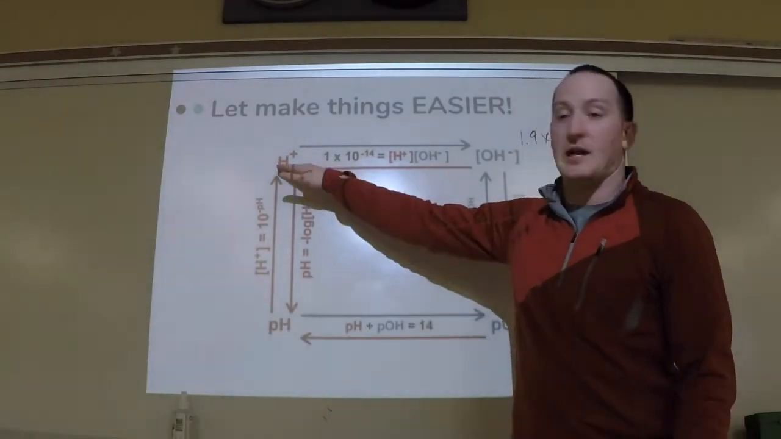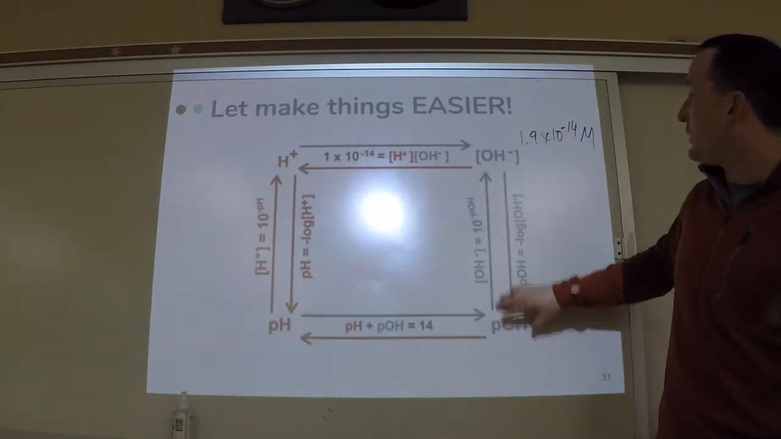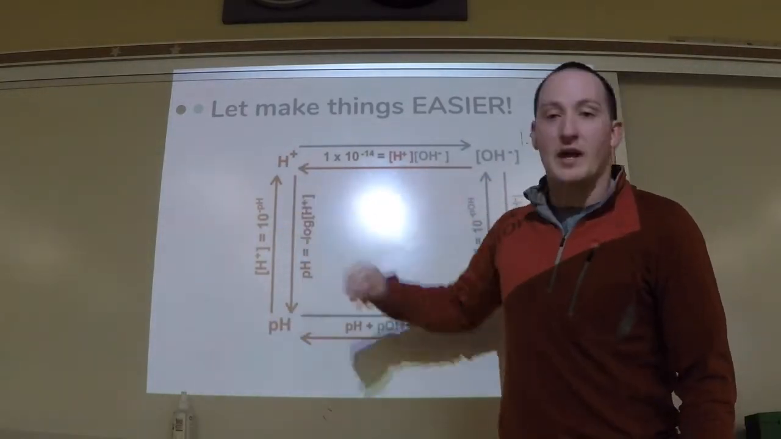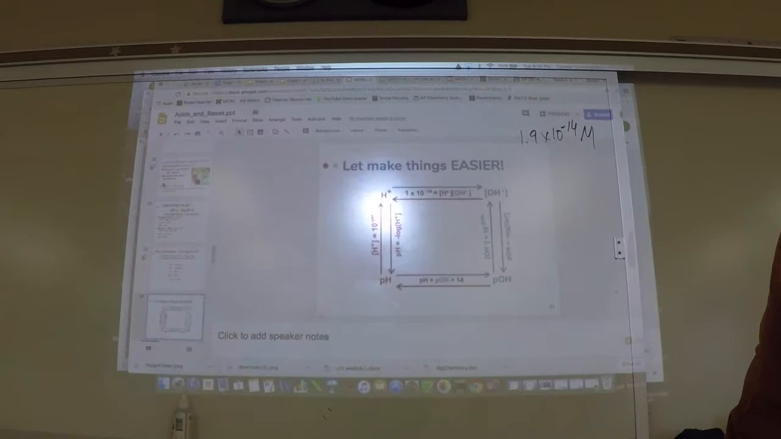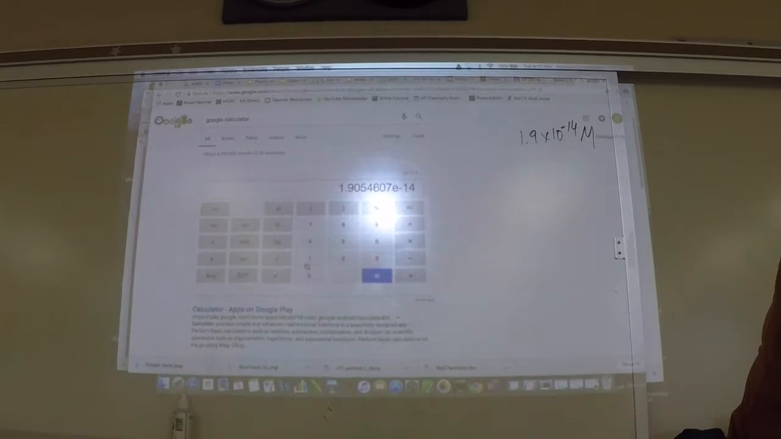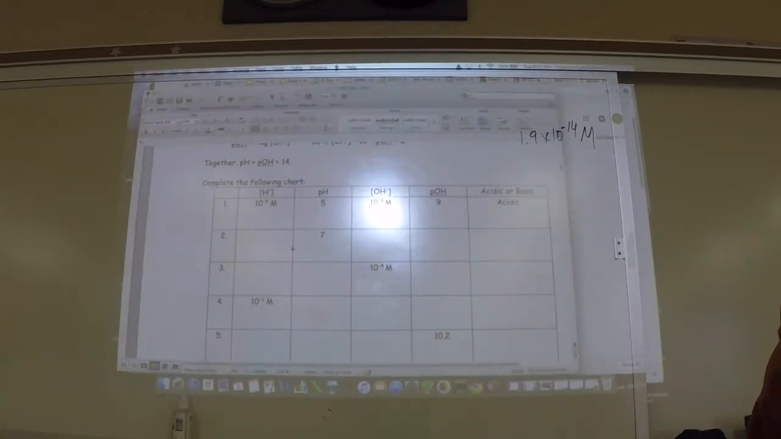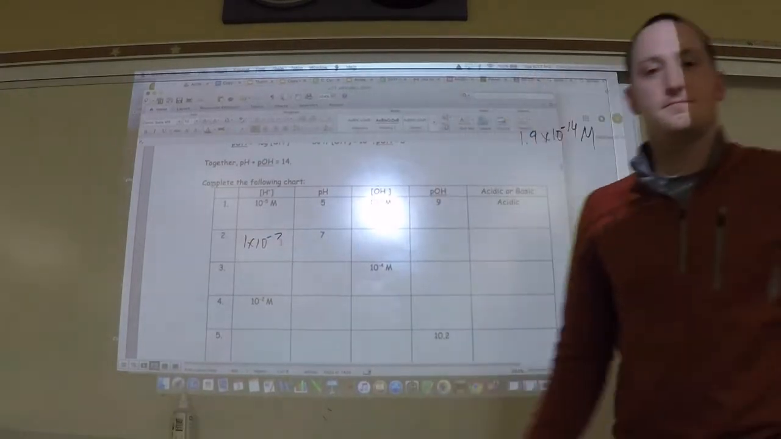We're going to go from pH to H+. Then we're going to come back and we're going to take that pH and we're going to go to pOH. Then we're going to go from pOH up to OH-. Okay? So to go from pH to H+, I need to take 10 to the negative pH. So I'm going to do that first. So 10 to the negative pH, which is 7, gives us 1 times 10 to the minus 7. So I'd come down here, and for number 2, it's going to be 1 times 10 to the minus 7.